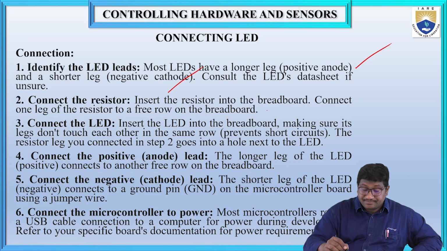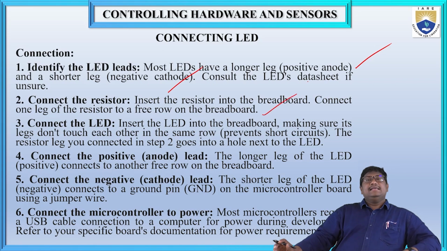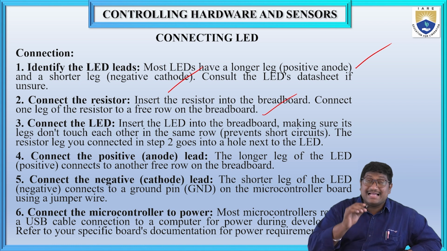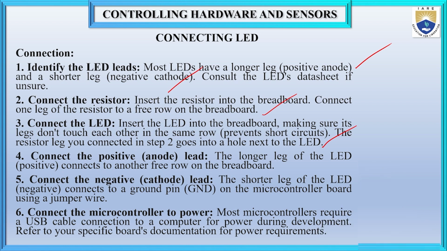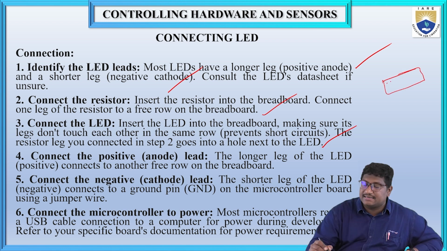The next step is to connect the resistor. Insert the resistor into the breadboard. Connect one leg of the resistor into a free row on the breadboard. This is how a resistor has to be connected on a breadboard. Next, connecting the LED. Insert the LED into the breadboard. Make sure the legs do not touch each other in the same row. A breadboard, for suppose, will be in this format, white in color. There are dots like this where the components have to be placed.